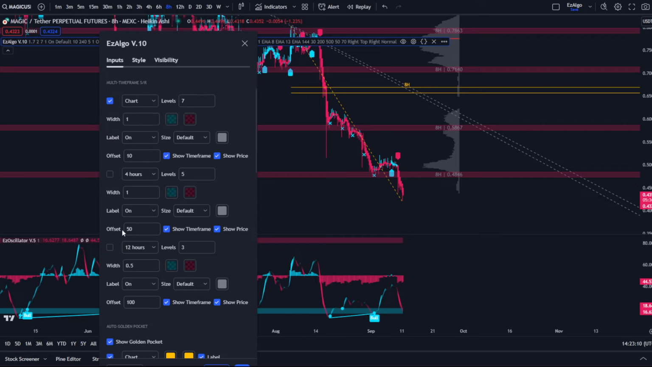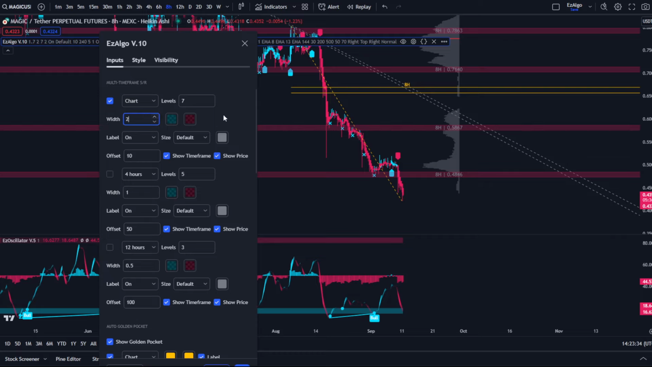And you'll also see we have 3 different options for this multi-time frame support and resistance. So if you're on a lower time frame trying to scalp, maybe let's say on the 5-minute time frame, you can use 15-minute and 1-hour support and resistance zones to help build confluence, right? If you see multiple different time frame support and resistance zones lining up, that gives you a good area on your chart to take a long or short position.